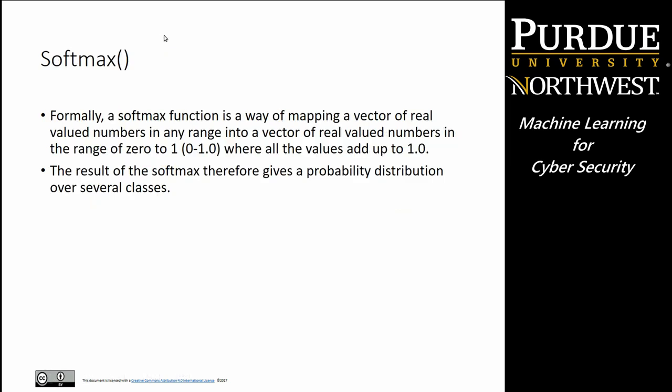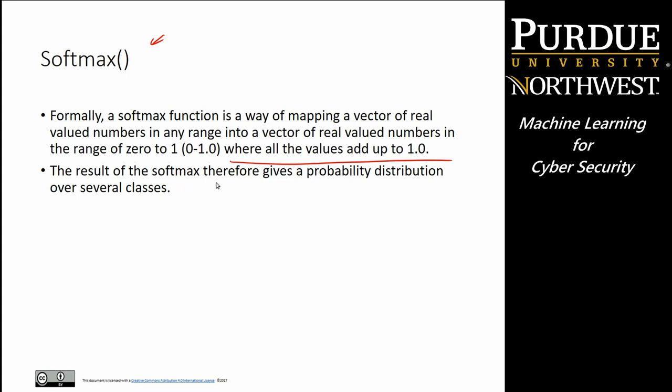So now the softmax, right? Formally, a softmax function is a way of mapping a vector of real valued numbers in any range into a vector of real valued numbers in the range of 0 to 1, where all the values add up to 1. All right, so that's what you were getting at. So we need to define that, and we don't define that with sigmoid. We define that with softmax. All right, so the softmax function.